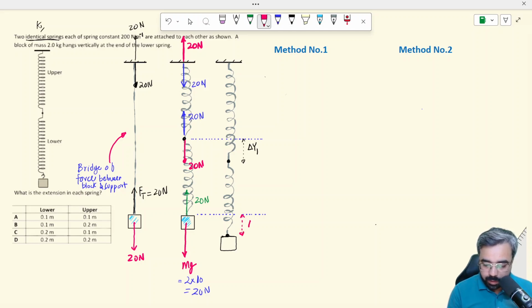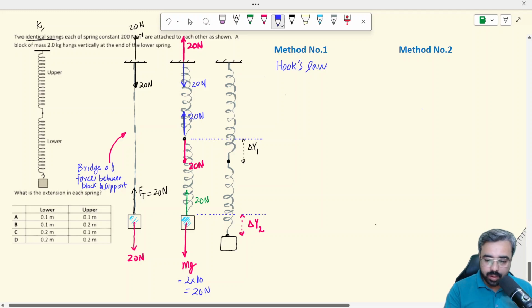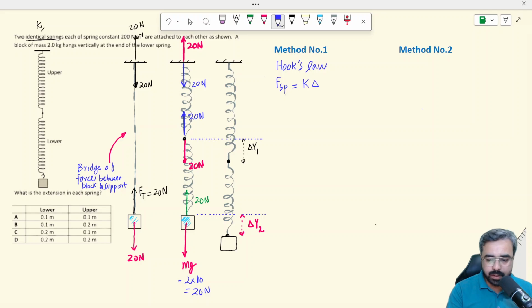So now you will simply apply Hooke's law in method number one. Hooke's law says that the spring force is equal to the spring constant times delta x. Since we see the extension in the y direction, let's say delta y. So delta y would be equal to the spring force over k. I'm just calculating the magnitude here, that's why I have not written the negative sign. I think you will be thinking about it.